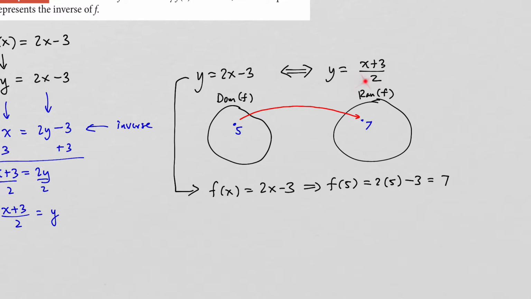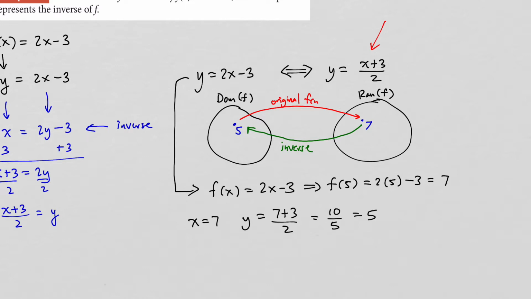Now, if this second equation is truly the inverse of the first one, then when I apply that rule, coming back this way, so this is the inverse rule, and this was the original function, the inverse rule should take 7 and send it back to 5. So when you look at the second rule here, if you plug in x equals 7, you're going to get y is equal to 7 plus 3 divided by 2. That's 10 divided by 2, and that is 5.